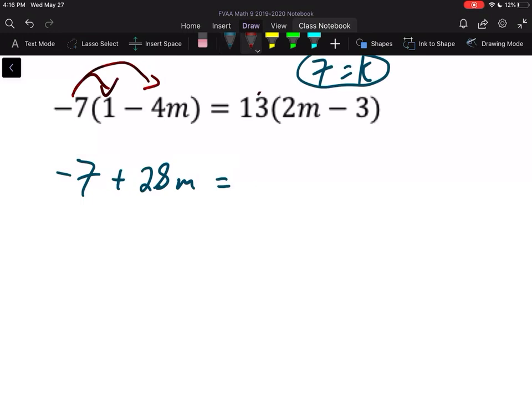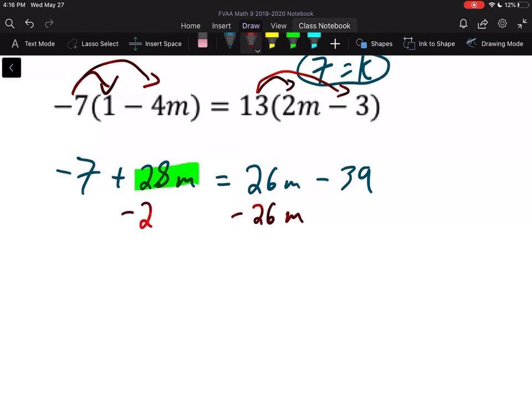Next is 13 times 2m is 26m, and then 13 times negative 3 is negative 39. Okay. My larger coefficient in front of the variable is over here. So I'm going to bring the 26m over to the left side by subtracting 26m on both sides. That's going to cancel this out here.